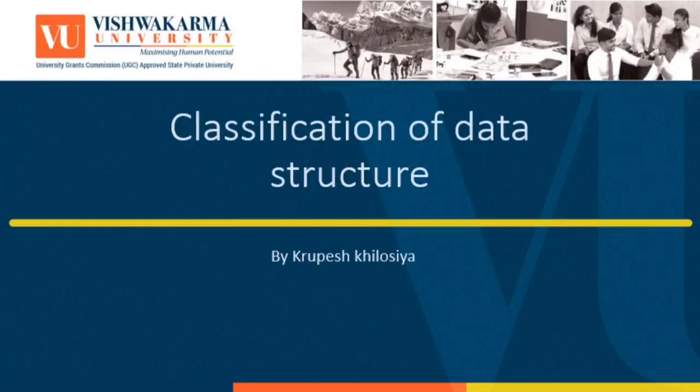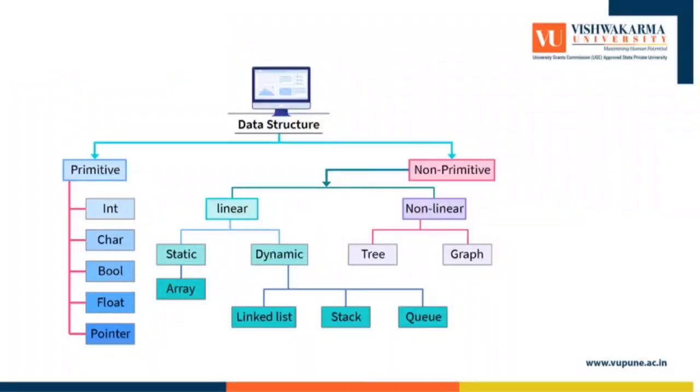My name is Krupesh and we are going to discuss the classification of data structures. There are two types of data structures, primitive and non-primitive. In primitive data structures, integer, character, boolean, float, pointers are mostly used. In non-primitive data structures, linear and non-linear are the two types. In linear data structures, array, linked list, stacks, queue, and in non-linear, tree and graphs are there.